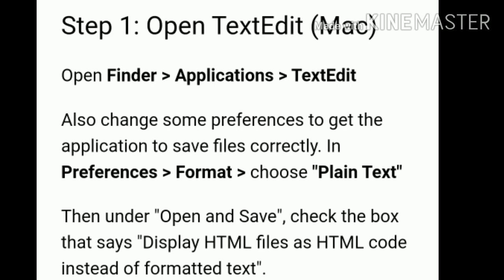You also need to change some preferences to get the application to save files correctly. Go to Preferences, Format, and choose Plain text. This way you can find that option.